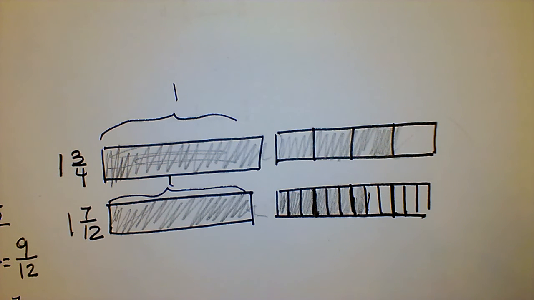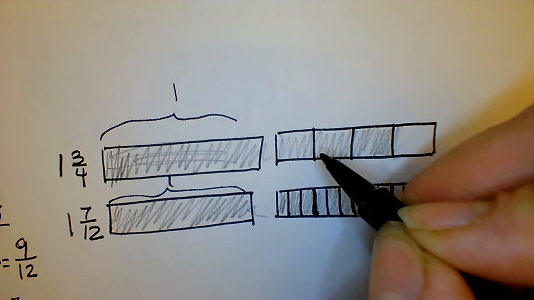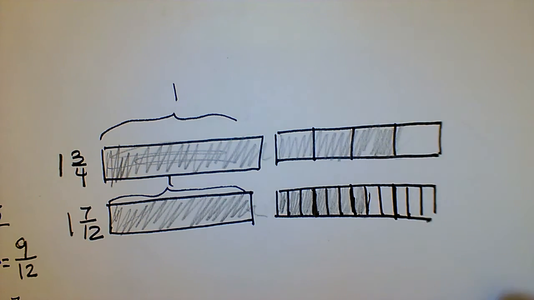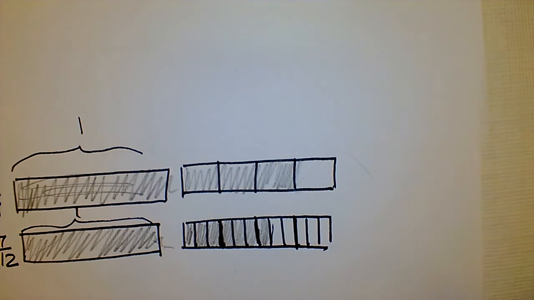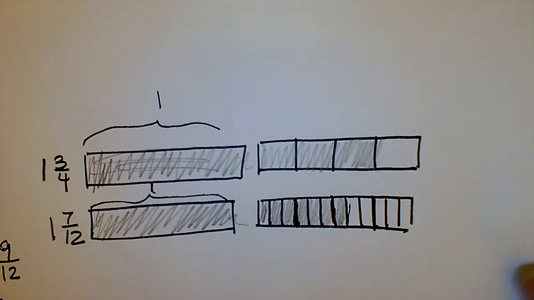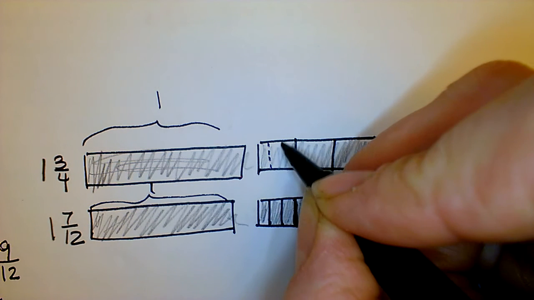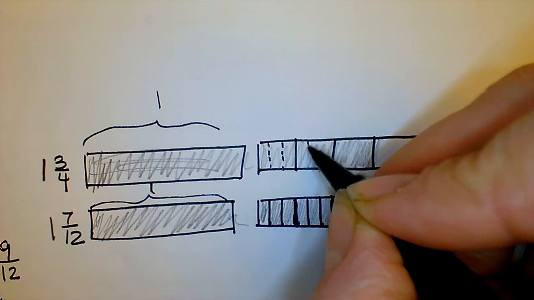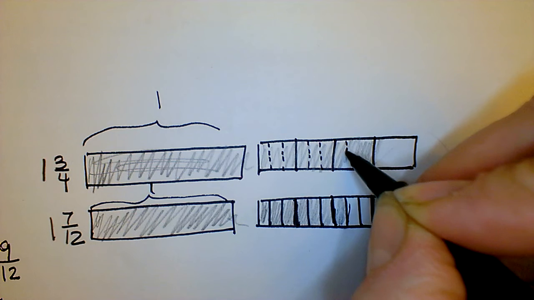But again, let's model what we did, which was we turned these 4ths into 12ths. The way we did that was by multiplying the numerator and denominator by 3, which tells me that I have to decompose each one of these into 3 pieces. Let me just move this over. I'm going to do my best to do that. And you can see how it's aligning itself with the tape diagram below.